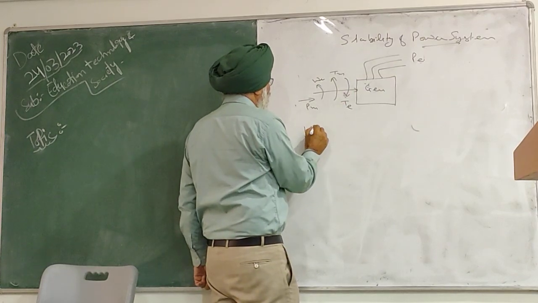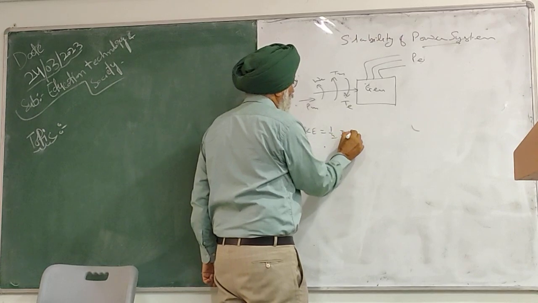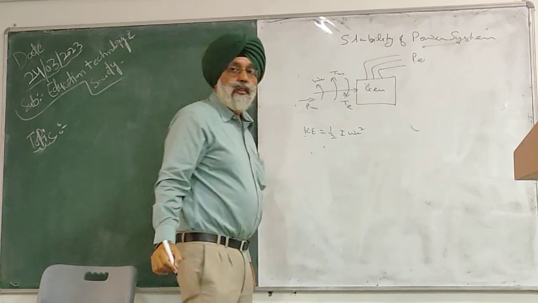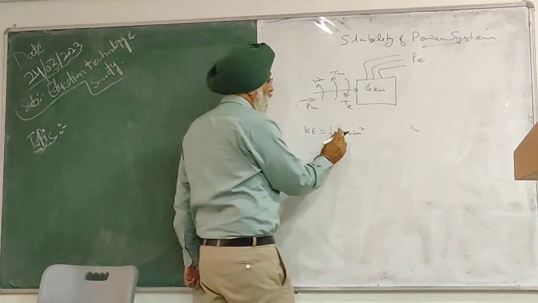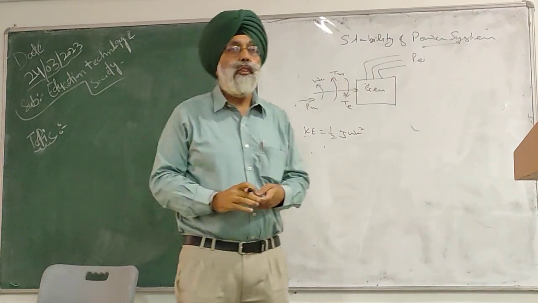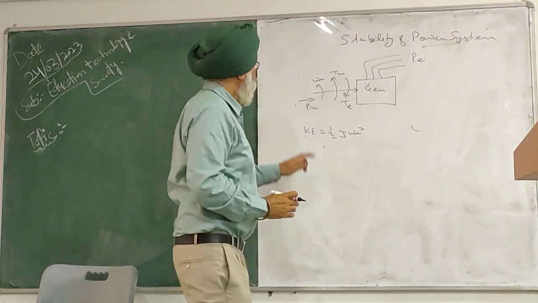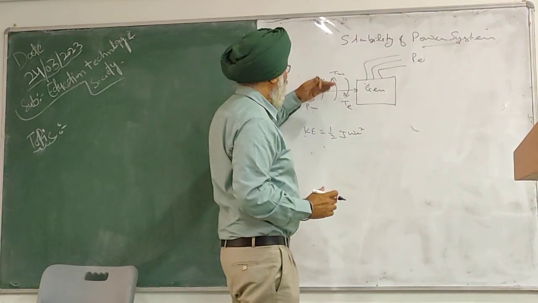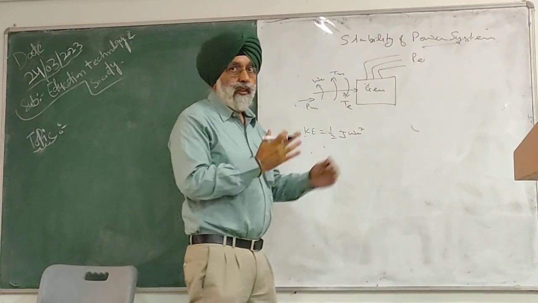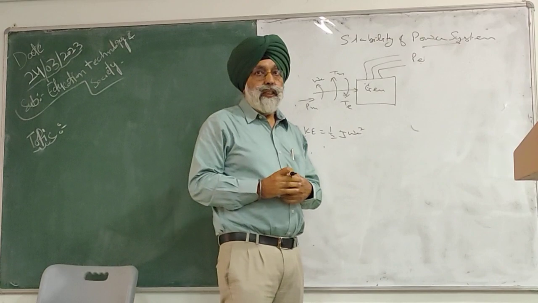This kinetic energy is given by half I omega square, or sometimes we write this as J. So I or J is known as the moment of inertia. When the rotor is rotating, the machine is having some kinetic energy.